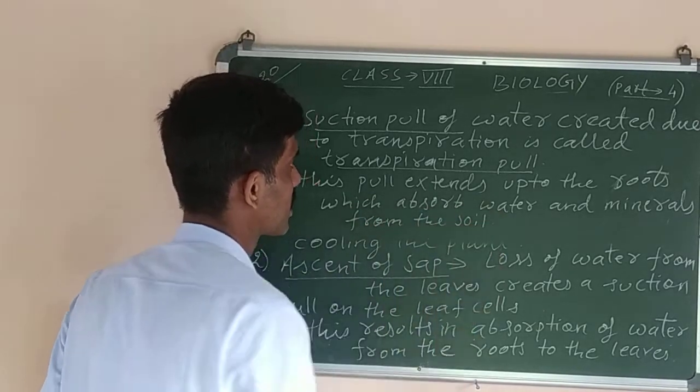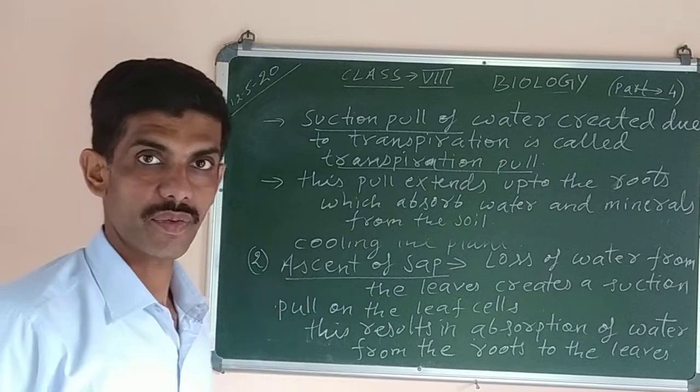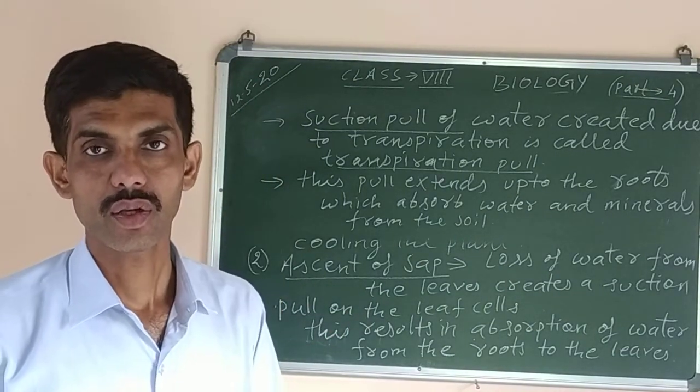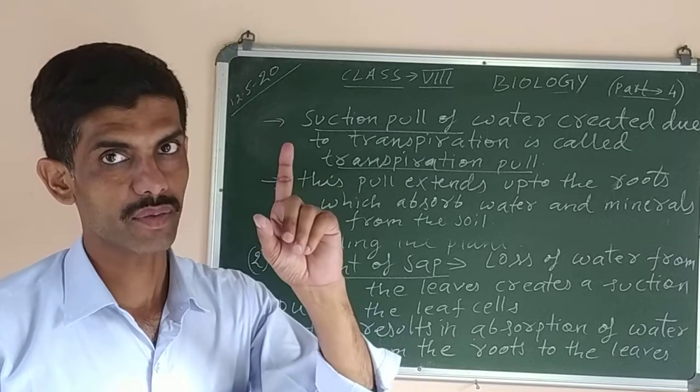So hope you understood the second point. Ascent of sap. What is the meaning of ascent of sap? Movement of water and minerals from the roots to the upper parts of the plant.